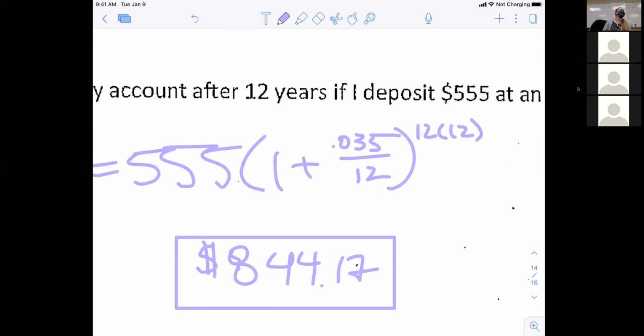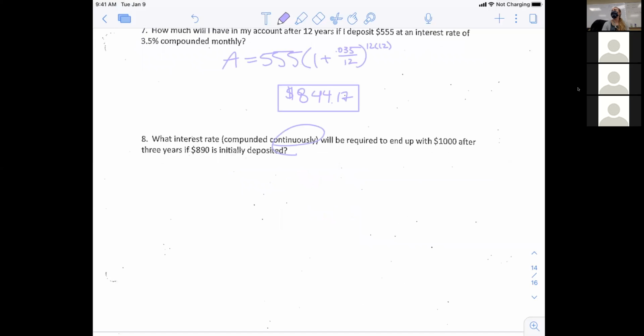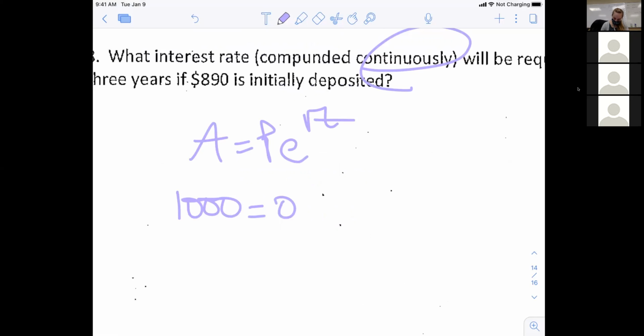Questions, thoughts? All right, next one is the one that was a little harder. Remember, continuously tells me that it's my A equation with the e. So A equals Pe^(rt). We know that we want to end with $1,000 if we put in 890. We don't know my rate, but I want it to happen in 3 years. A lot of us got here pretty easily.